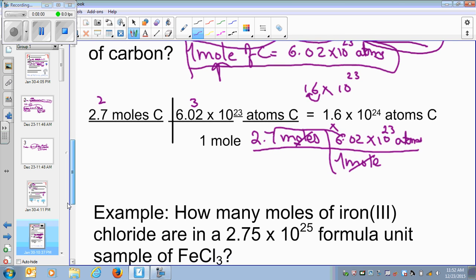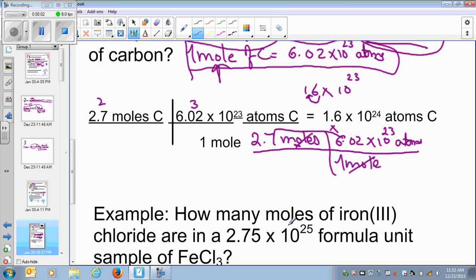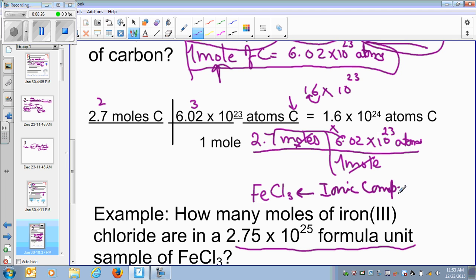So let's go ahead and do this. Then how many moles of iron 3 chloride? Iron 3 chloride is FeCl3. How many moles of iron 3 chloride are in this many formula units? So why am I using formula units instead of atoms? Because carbon was an element, so I used atoms. Now iron 3 chloride is an ionic compound. Whenever I have ionic compounds, I use formula units. So the process is not going to change. The process is the same.